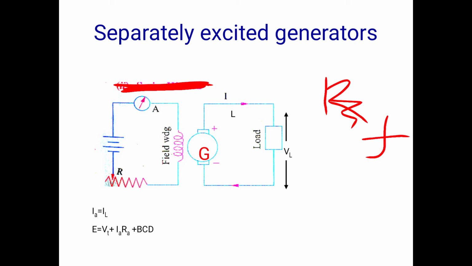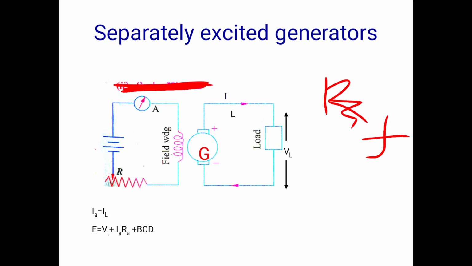Next, the generated EMF equation. Here the connections are parallel connections. Only one path is there, that's why the current is also the same. The armature winding is directly connected across the load, so this connection is called a parallel connection. So the voltage across the armature winding equals the voltage across the load. VL equals the total armature winding voltage.